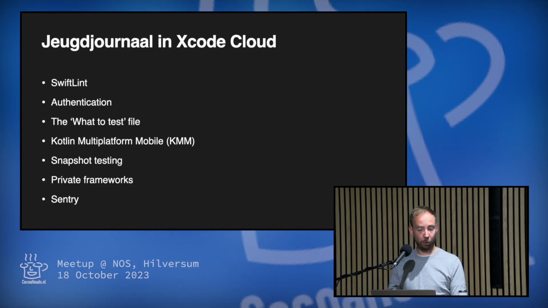Of course, Kotlin Multiplatform, that's an issue because suddenly we have to compile Kotlin on our Xcode Cloud platform. How does that work? And snapshot testing is trickier than it sounds because you might run an M1 and Xcode Cloud actually runs on Intel. So you get rendering issues, right? How do you deal with that? Then some private frameworks we have. I already said we have around 15. And how does that work? How do we get those on Xcode Cloud? And finally, we have Sentry, and we use Sentry for crash reports.